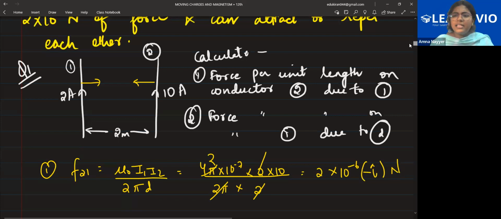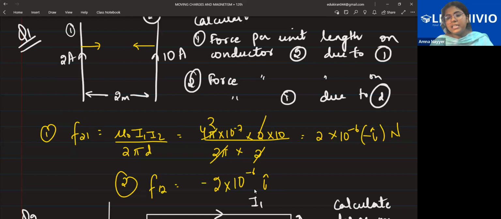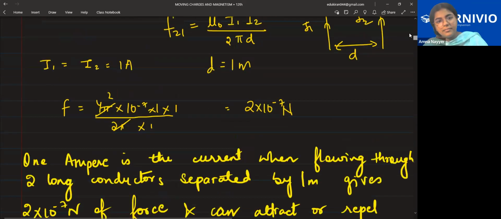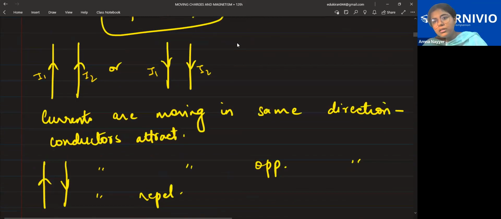Second part is very easy. You know the first part. So F12 will be minus 2 into 10 to the power minus 6. Direction is just I cap newton, because both are negative of each other. Write it. And if you have any doubts, let me know.